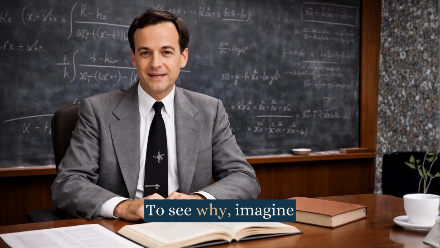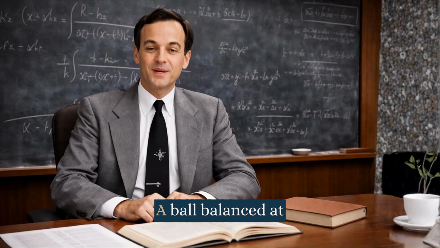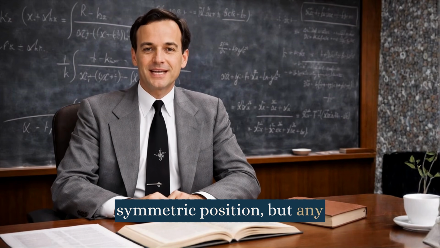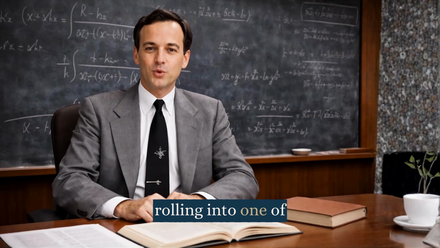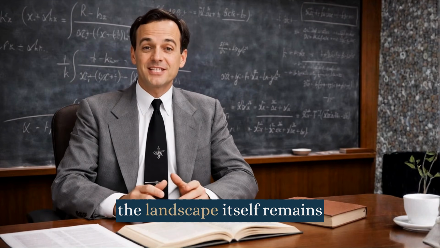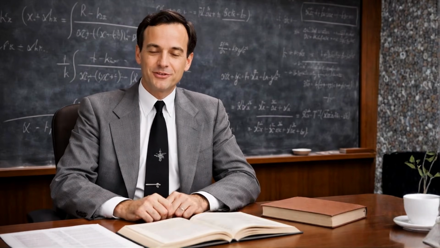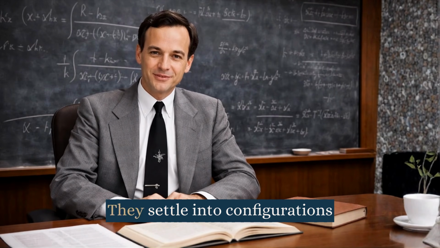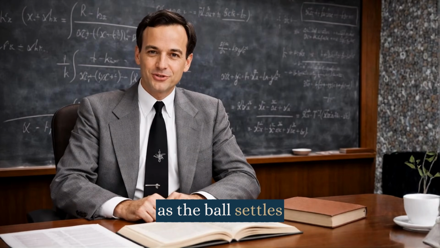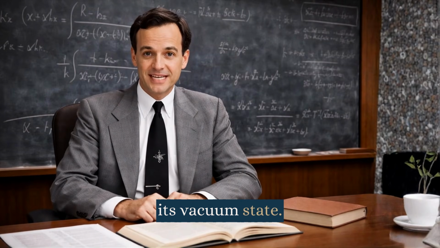To see why, imagine a landscape of hills and valleys representing energy. A ball balanced at the top of a hill sits in a symmetric position, but any tiny disturbance sends it rolling into one of the valleys. Once there, the symmetry is gone, even though the landscape itself remains unchanged. In physics, fields have similar energy landscapes. They settle into configurations that minimize energy, just as the ball settles into a valley. The lowest energy configuration of a field is called its vacuum state.